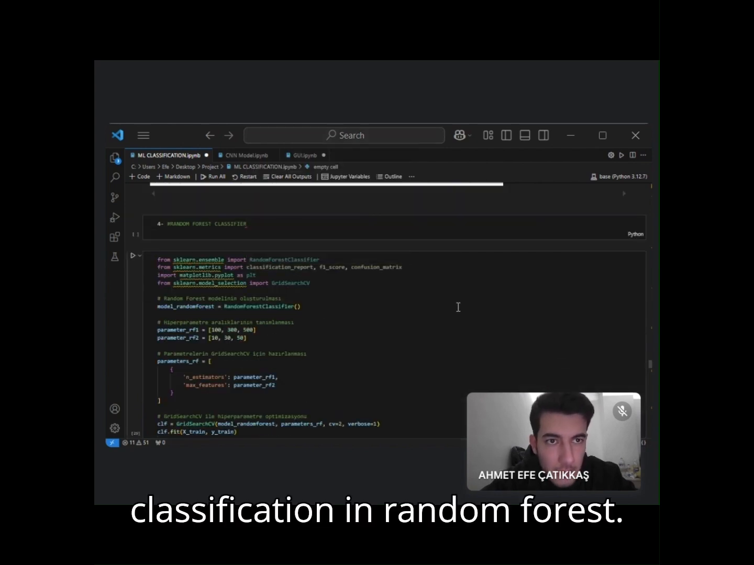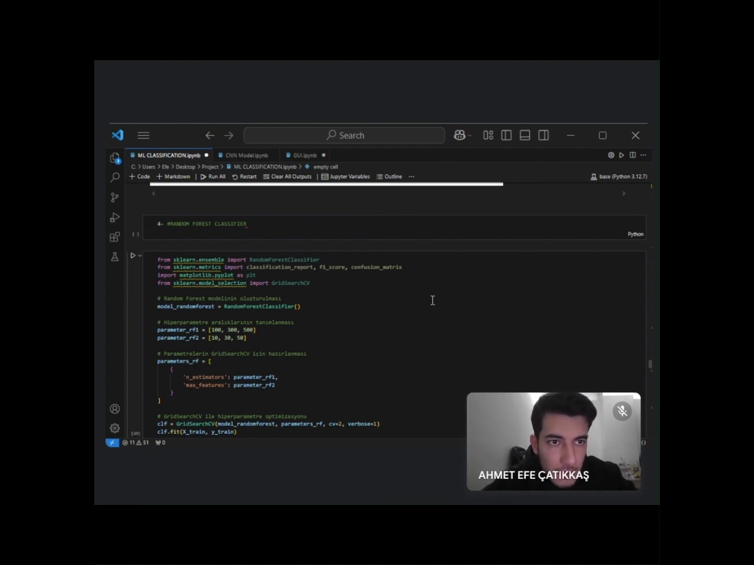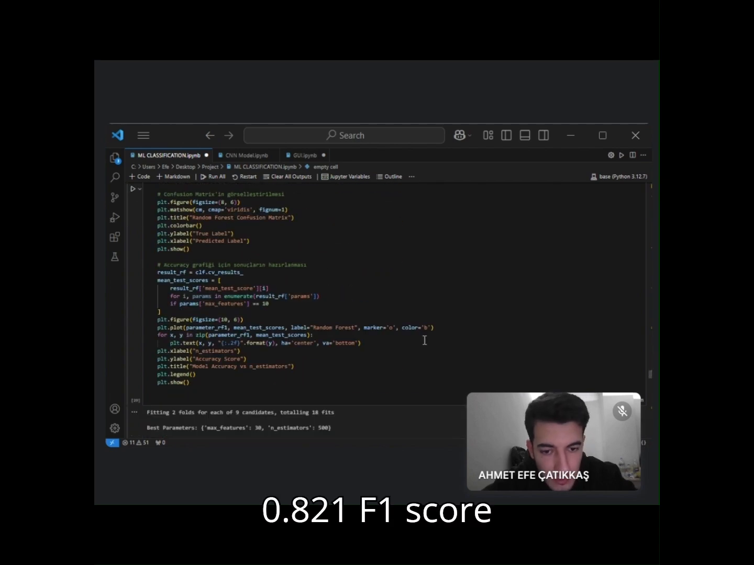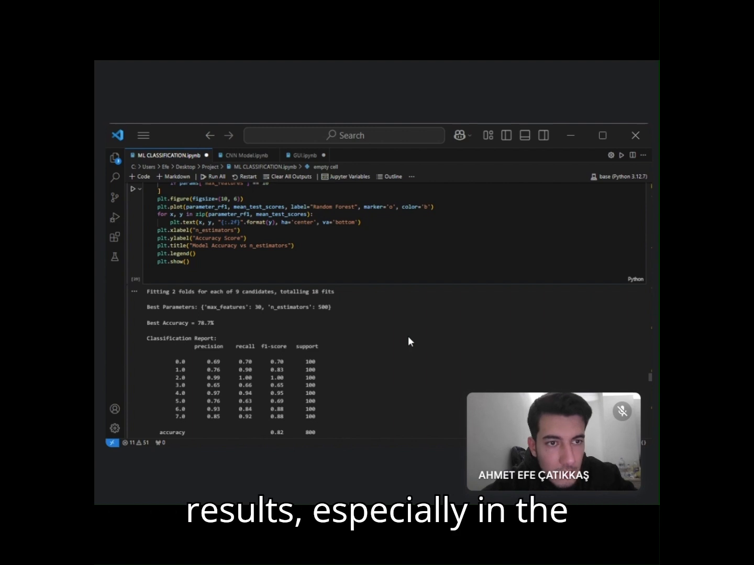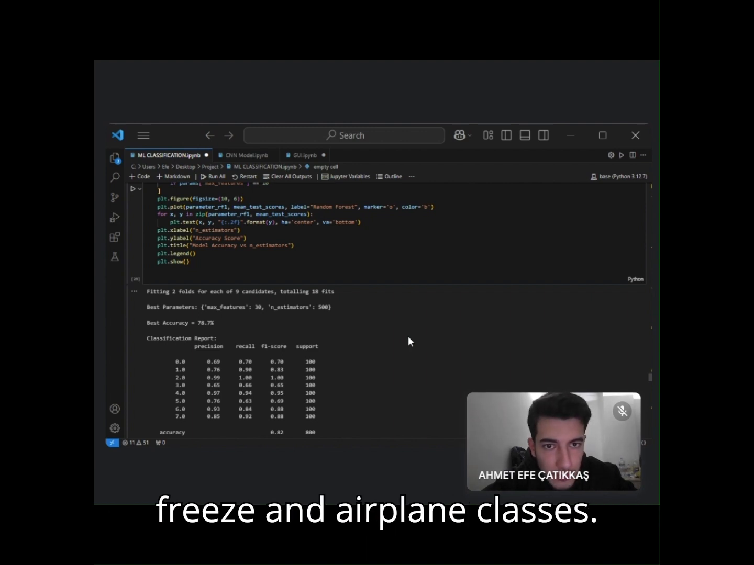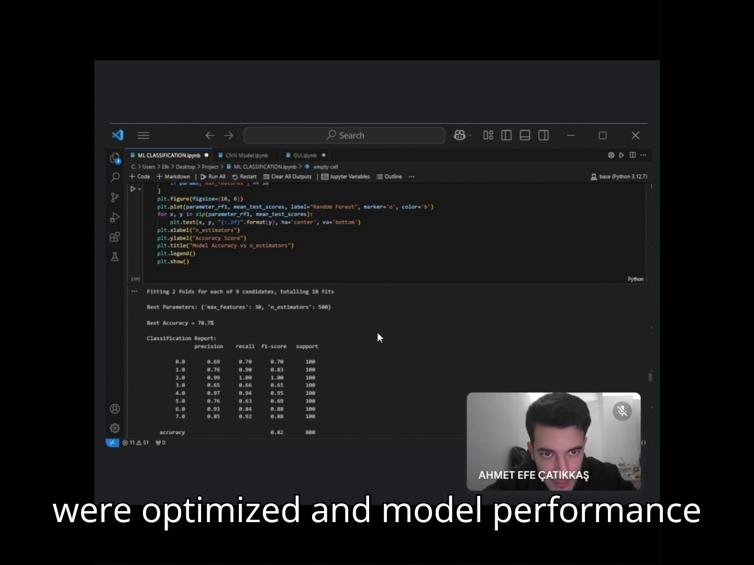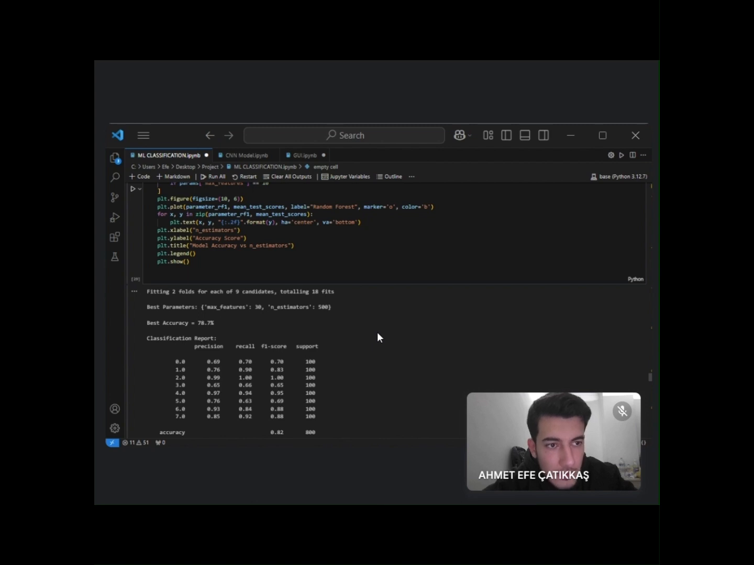Classification with random forest. The random forest model provides a higher accuracy of 78.7% and a 0.821 F1 score by combining more than one decision tree, and achieves good results, especially in the fruit and airplane classes. These parameters were optimized and model performance stabilized after 300 trees.